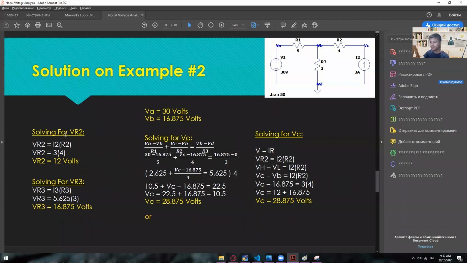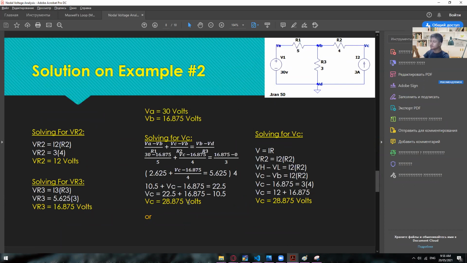So moving on, we have here the VR2 and then the VR3. So for the VR2, as long as you already know the value of I2 and R2, which is 3 times 4, it will give us 12 volts. And for the VR3, the same method. So I3 is 5.625, and then R3 is 3 ohms, which will give us 16.875 volts. Wherein if you guys are going to take a look at this one, for VA, VB, and then VC, VA is 30 volts, and then VC is 12 volts.